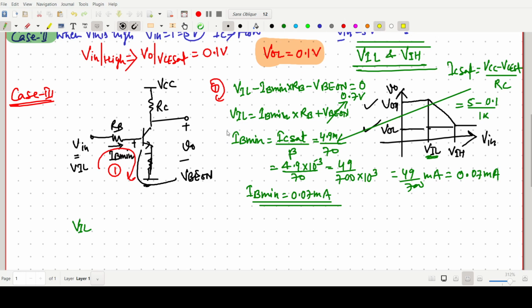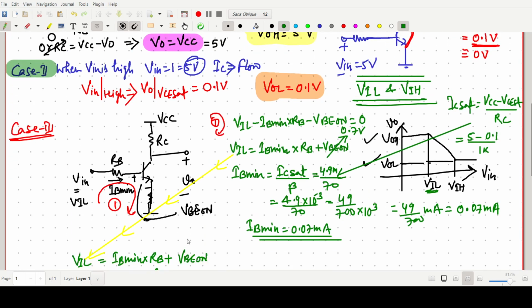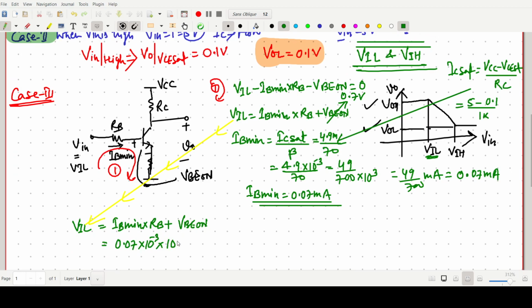Okay, VIL value will be IB minimum into RB plus VBE on. Very simple thing is there, Kirchhoff's voltage law. So IB minimum 0.07 into 10 to the power minus 3, and RB value is how much? 10k. So 10 into 10 to the power 3, and VBE on 0.7 volt.